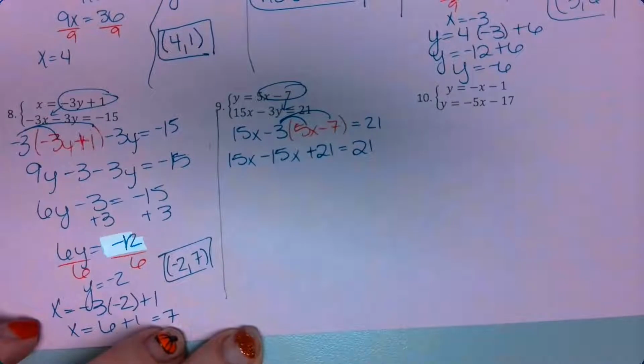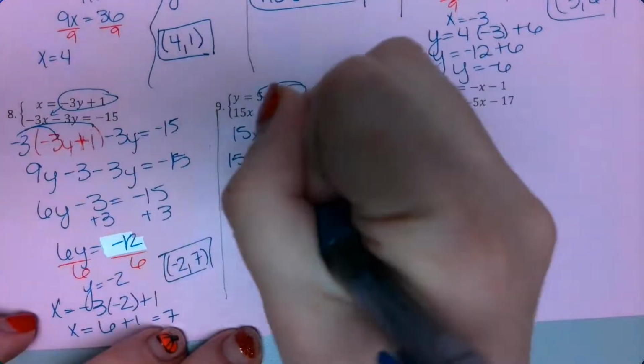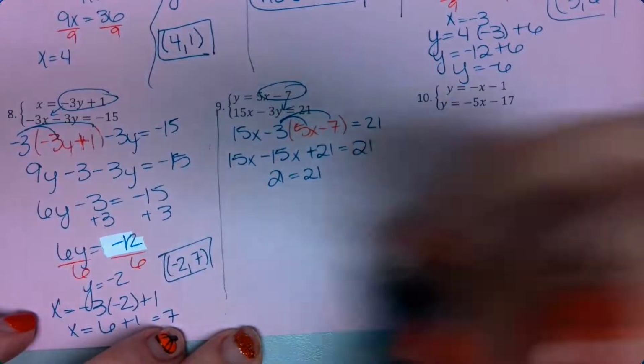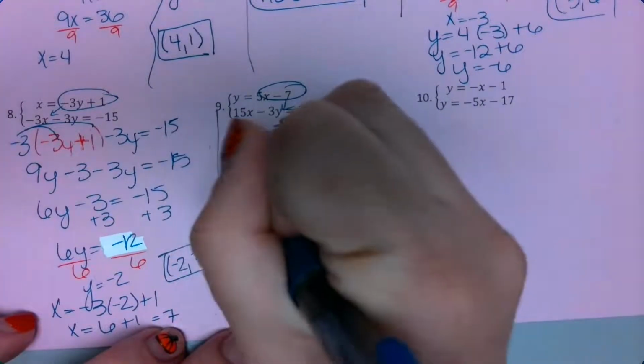Negative 15x and 15x cancel out. So I get 21 equals 21. This is true. So I have infinitely many solutions.